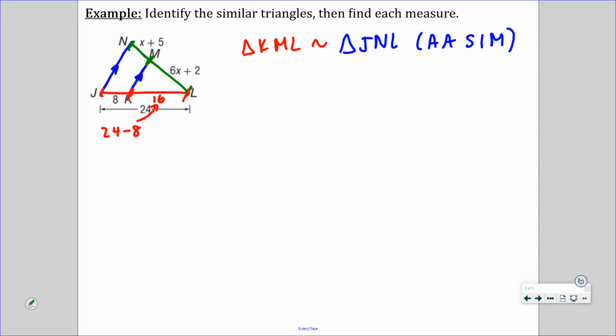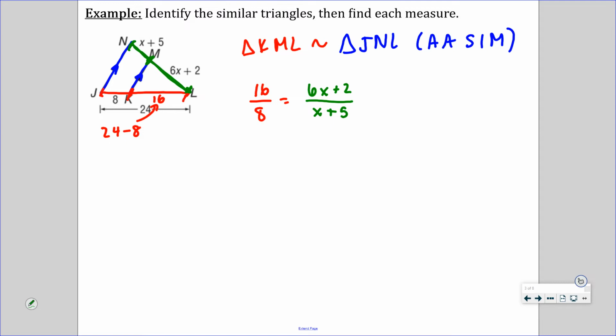Okay, so now I can set up this ratio. That's 16 to 8. I'm being cautious about how I'm setting up this proportion. If I do this 16, this longer side, from L, I have to be consistent with the other side. So I have to go from L, 6x plus 2. It's going to be proportional to those two segments as well.